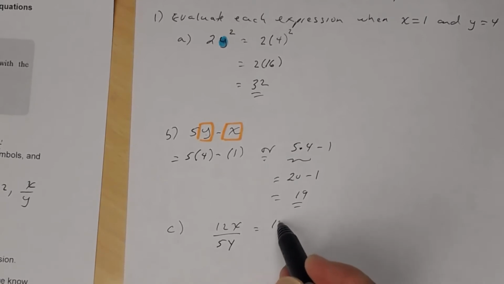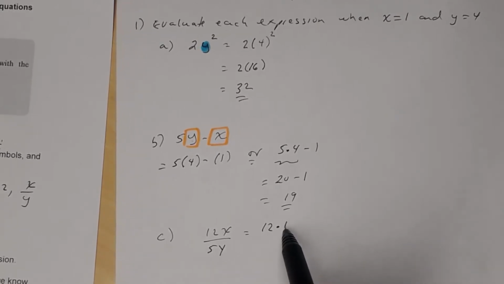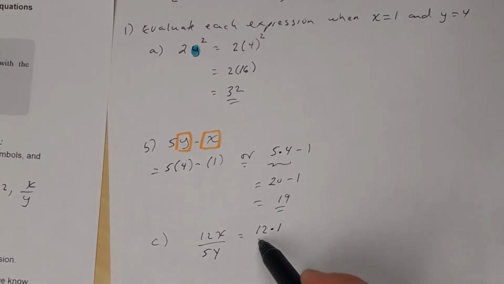So I'm going to get 12 times x, and x is 1. It looks like this, and you could put that in parentheses. If any of these were negative, it's a good idea to put that in parentheses. You don't have to put parentheses here, though, but if any of those were negative, you would benefit by putting in parentheses. Divided by 5 times y, and y is 4.